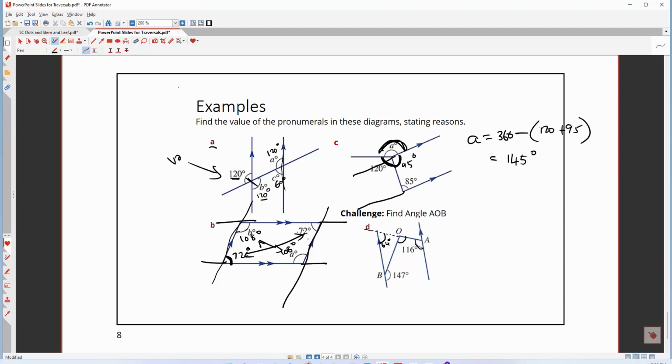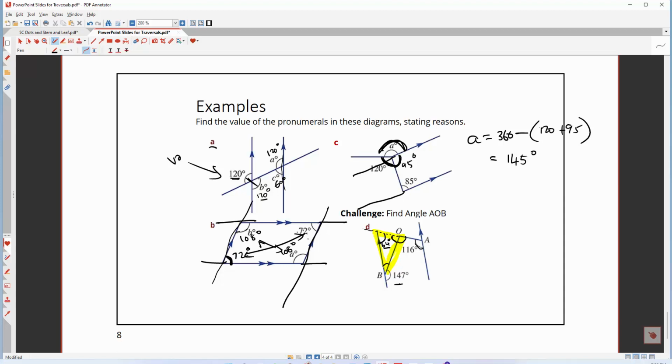Now I can see here, I'm just going to get my highlighter, this thing here is a triangle. And the internal angles of a triangle always add to 180 degrees. So if I know this one and I can get this one, then I'll be able to find out what this angle here is. And if I can find out what this angle here is, then I can get this one. So let's just chip away at this.